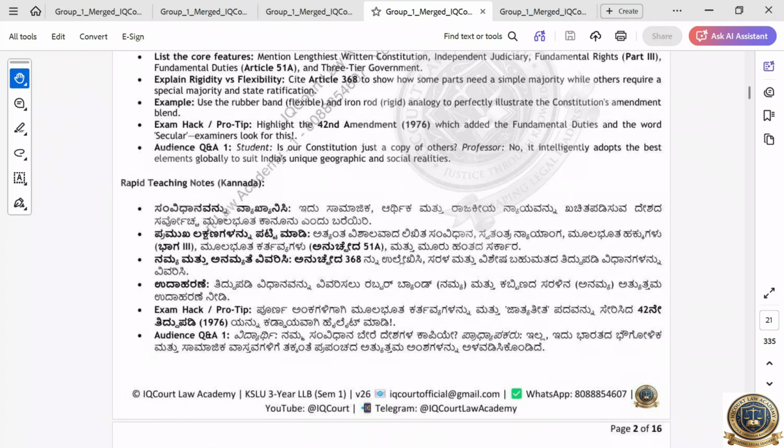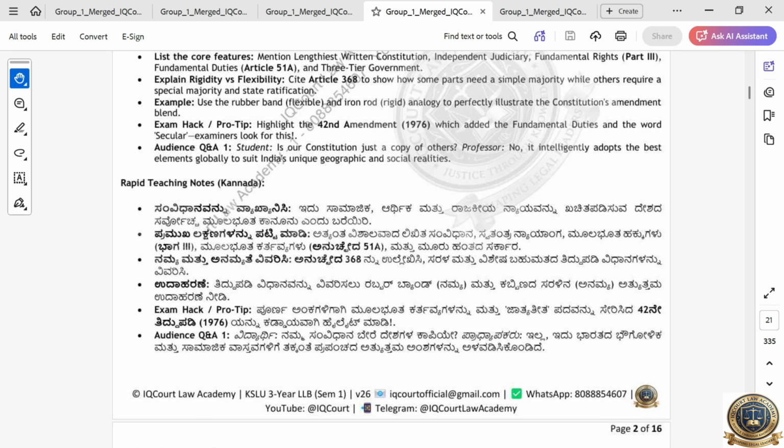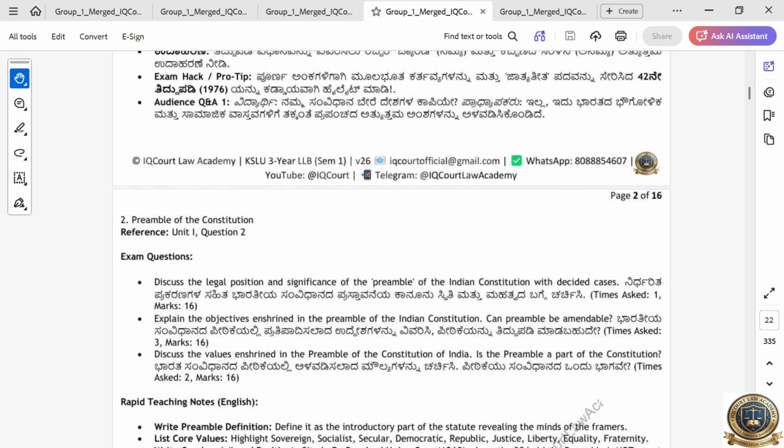See, now students were asking, sir, whether we have copied the constitution from other countries. Yes, some we can say yes, we can say no also. Both answers are right. We have copied from other countries, but we have selected the best things among the various countries and adopted them into our constitution. We adopted the best elements globally to suit the Indians' unique geographic and social realities. Based on our reality, we have adopted it.